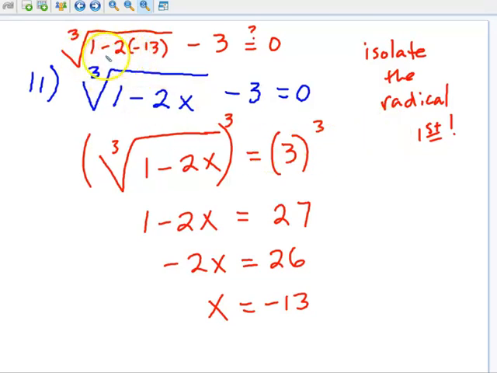So let's see if we can do some mental math. This is going to be 1 minus -26, which is 1 plus 26, or 27. The cube root of 27 is 3. 3 minus 3 is 0. So in this particular case, we get a legitimate solution. Our answer is x equals negative 13.